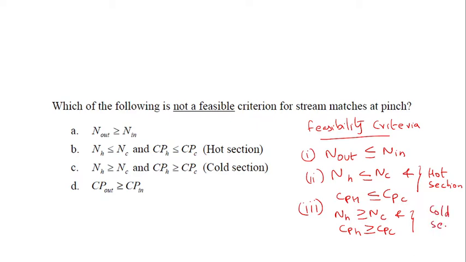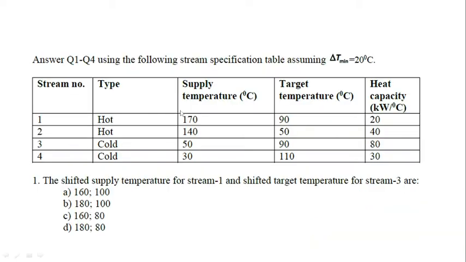The fourth condition is CP out is greater than or equal to CP in. Okay, so here the option A written is violating the feasibility criteria. So the non-feasible condition is option A. So the answer for this one is option A.